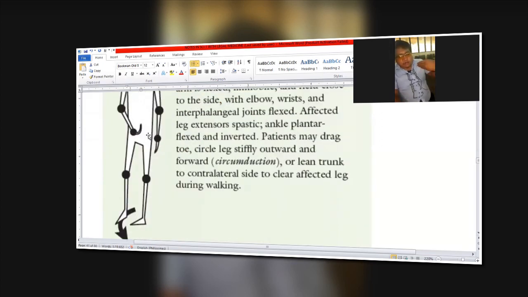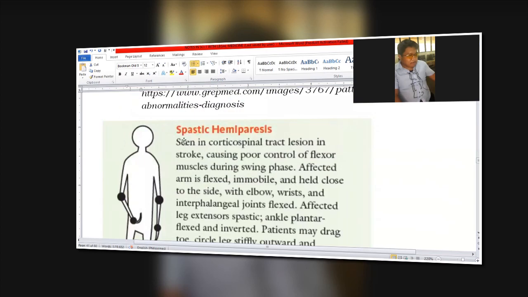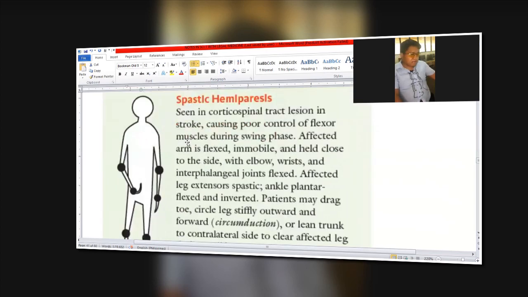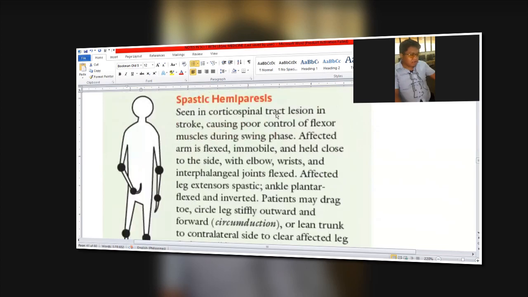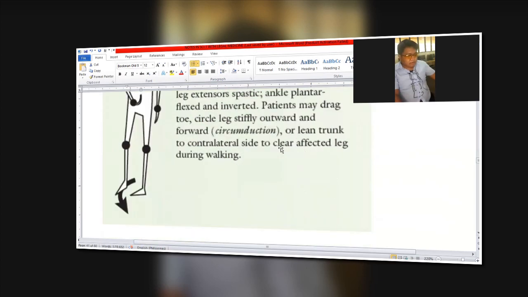Nakaganyan yung kamay. Yan, nakikita niyo yan. So pag ganyan ang manner of walking, yan, nakapilko yung isang kamay, yan, nakaganyan yung isang paa, yan ay spastic gait. Yan, okay? Yeah, this is because of stroke causing poor control of the flexor muscles during swing phase pag naglalakad yan.